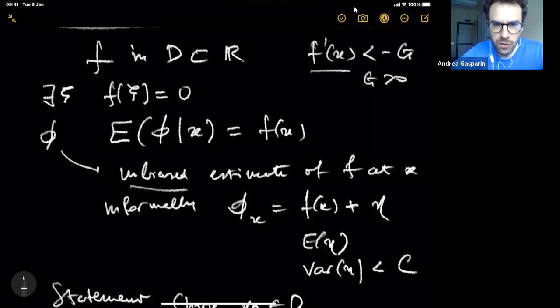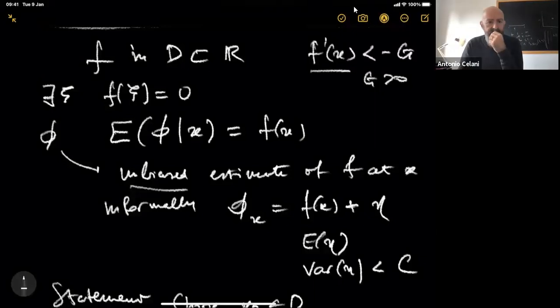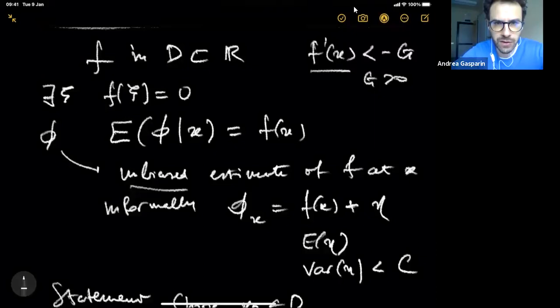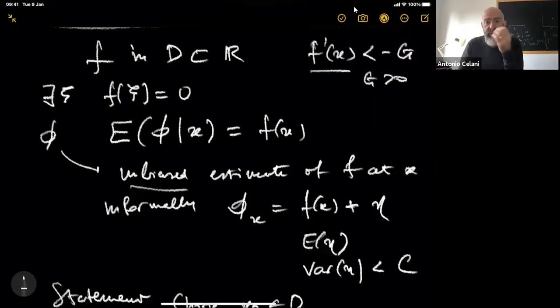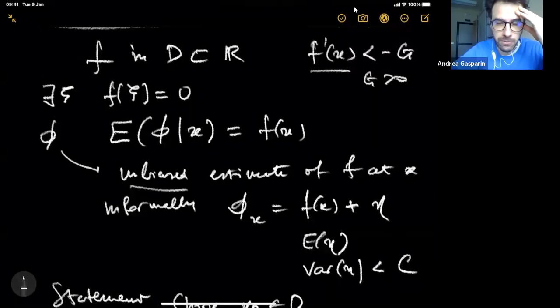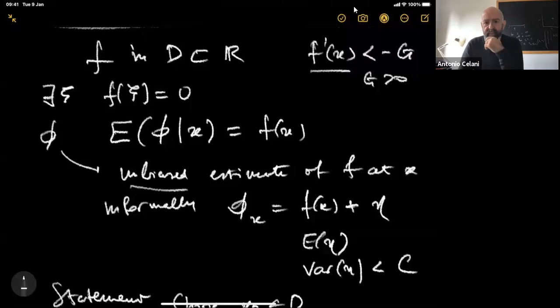We don't need anything in particular about the distribution of the noise. We just require that the function is derivable. Is that correct? The actual function must be differentiable, yeah, and with bounded derivative. And with bounded derivative, okay. Yeah. Thank you.